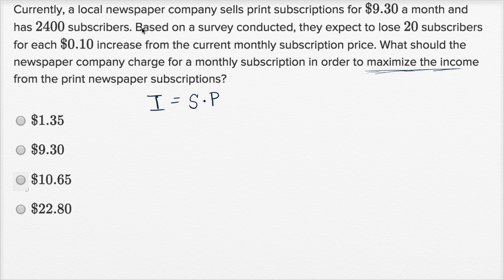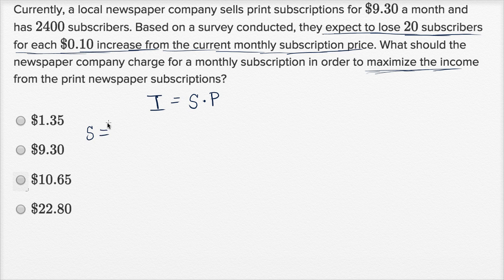Now in the problem, they tell us that the subscribers themselves are going to be a function of price, and that makes sense. If your price goes up, you're going to have fewer subscribers. So they tell us right over here, based on a survey conducted, they expect to lose 20 subscribers for each 10-cent increase from the current monthly subscription price, and the current monthly subscription price is $9.30. So let's see if we can write our number of subscribers as a function of price.